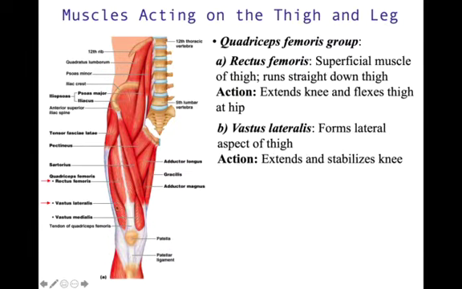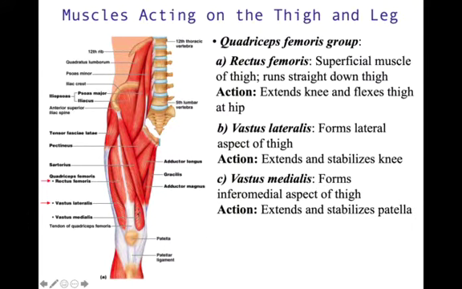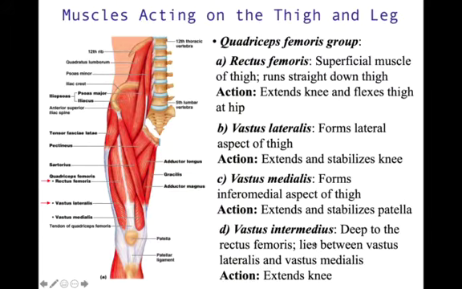Then the one that's lateral to that is called the vastus lateralis. And the one that's medial to that is the vastus medialis. The one that's deep, you can't see it because it's deep to the rectus femoris. But if I were to move the rectus femoris, the one in between the vastus lateralis and the vastus medialis would be the vastus intermedius. All of them pretty much do the same thing: they extend the knee.